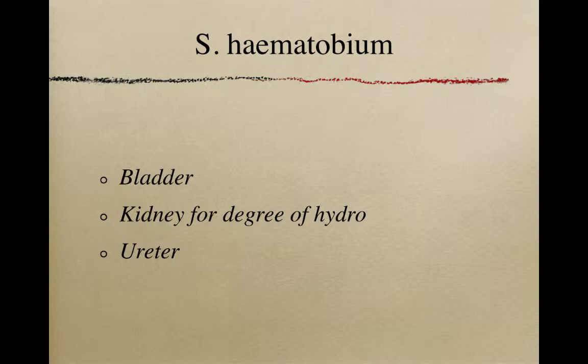And there are really three main types of complications we're going to look for when ultrasounding for urinary schistosomiasis. We're going to look at the bladder, we're going to look at the kidneys themselves for the degree and severity of hydronephrosis, and then we're going to look for any possible dilation in the ureter.